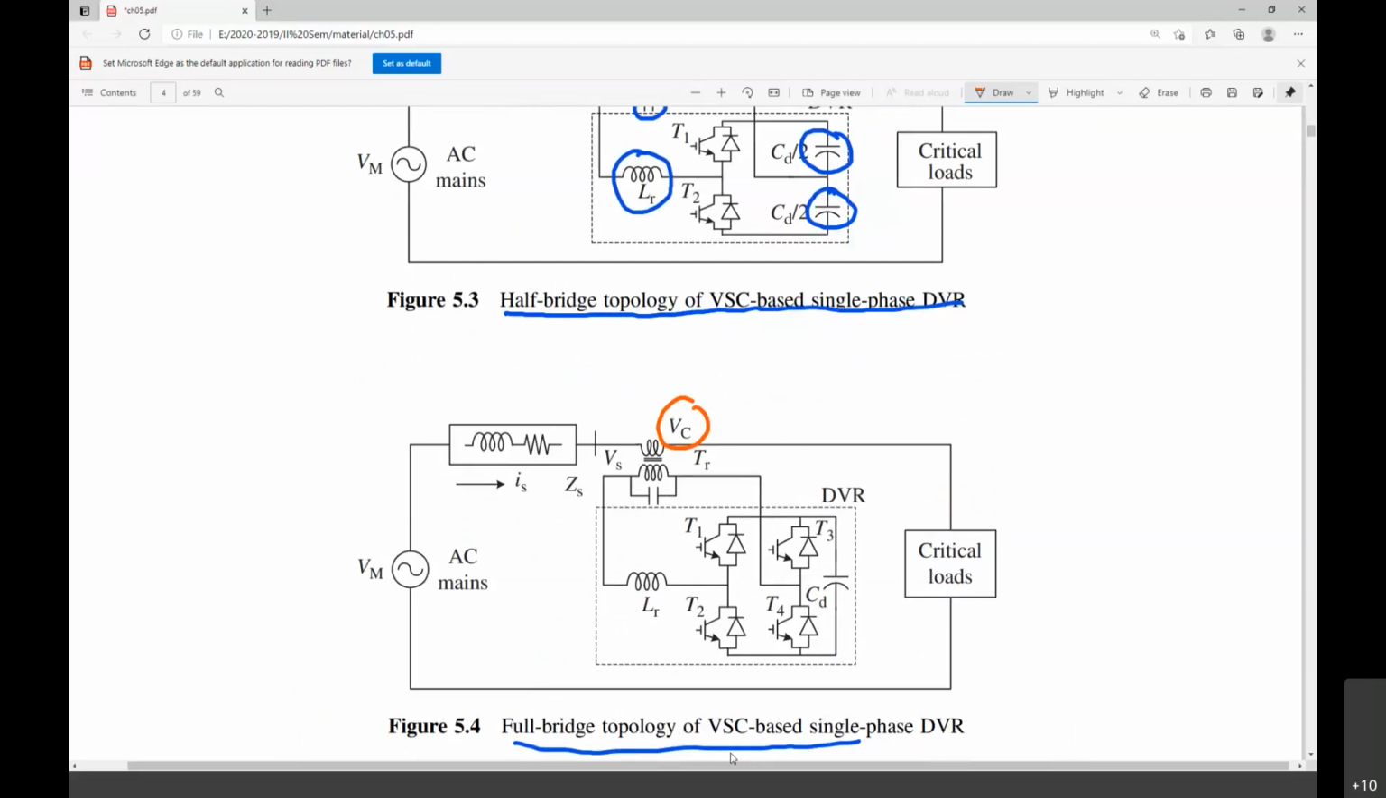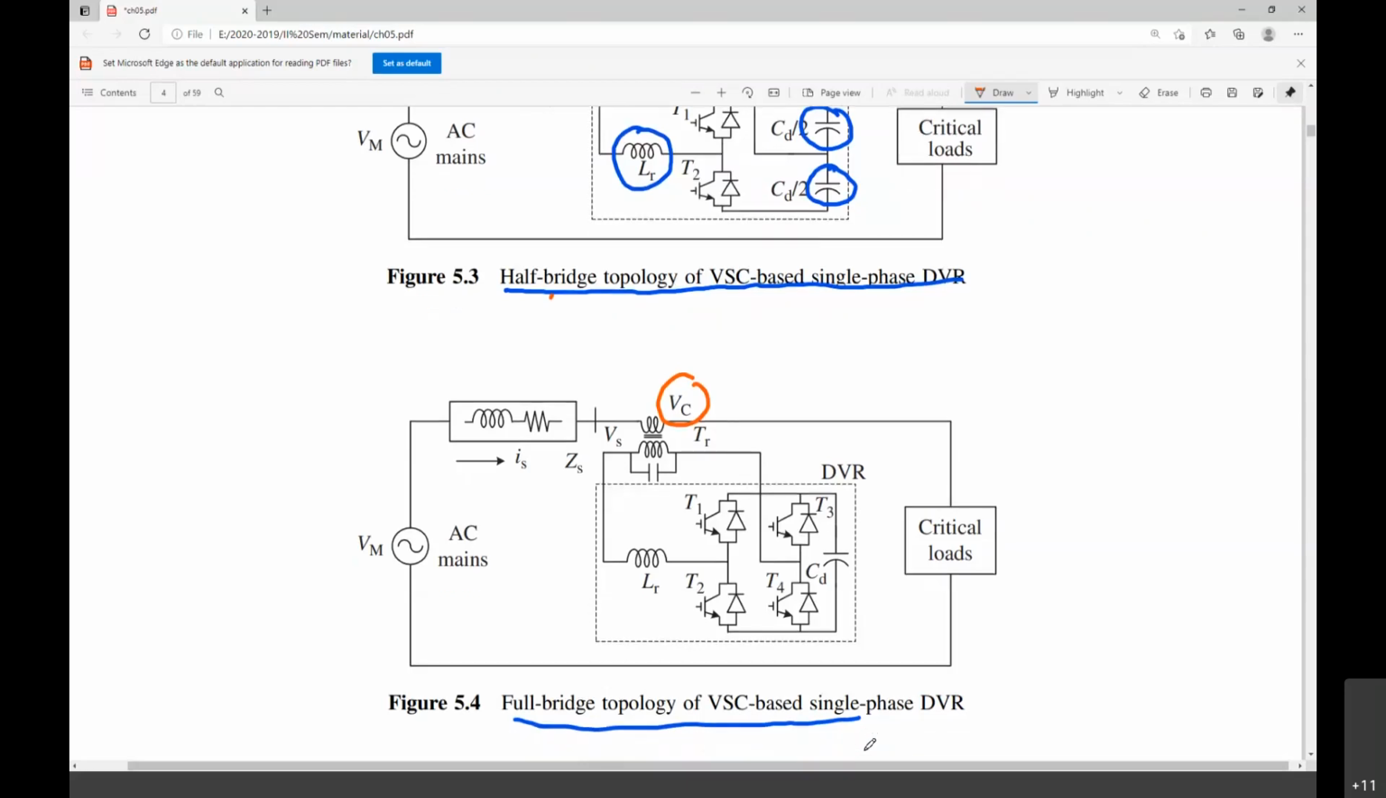When you go for the half bridge topology, the number of switches is very less, but the blocking voltage of the individual switch is in fact very high. When you go for the full bridge topology, the number of switches is more, but the number of capacitors in the half-bridge topology is going to be 2.